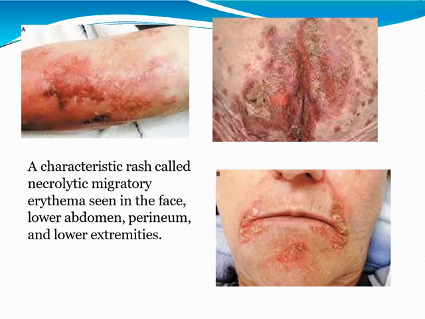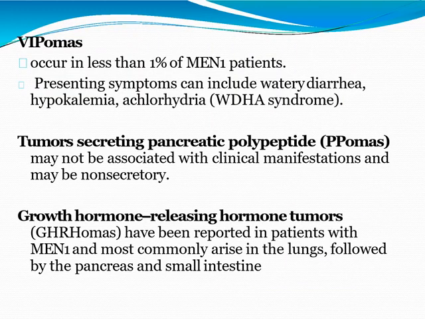You see necrolytic migratory erythema on the face, on the lower abdomen, perineum, and lower extremity. Then VIPomas, tumors secreting pancreatic polypeptides, and growth hormone releasing hormone tumors.